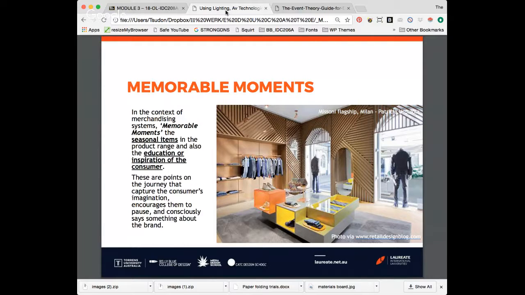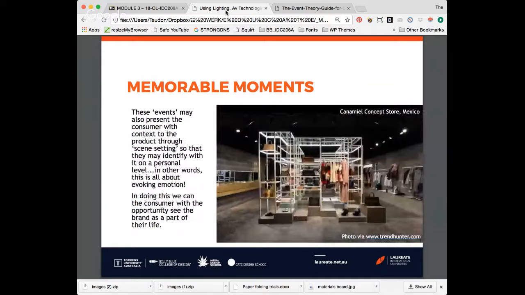These points on the journey are designed to capture the consumer's imagination and encourage them to pause and think about how that product might actually fit into their life. So you want them to be stopping points on the journey and moments of consideration and ponder. You want to give them enough focus, but not so much that they're detracting immensely from the rest of the experience. These events might also present the consumer with context to the product so they can set the scene and so forth.